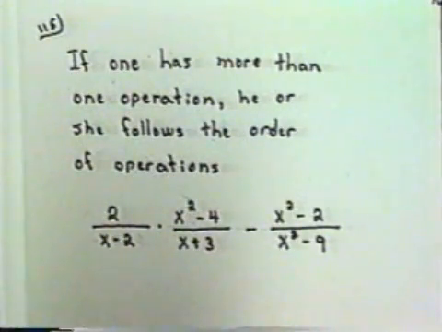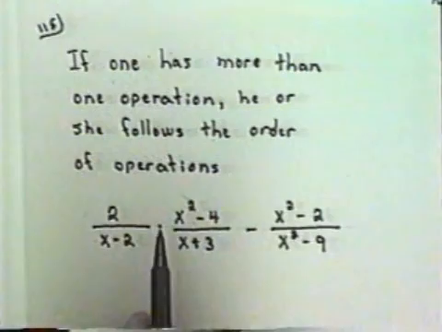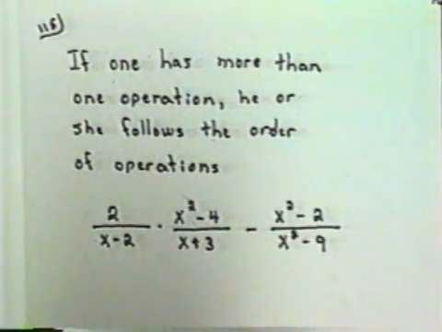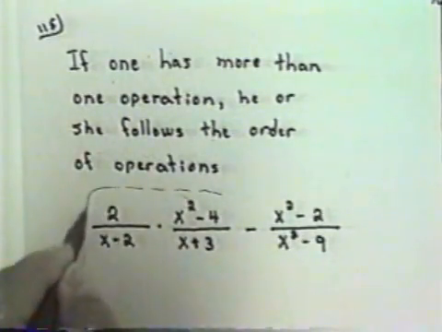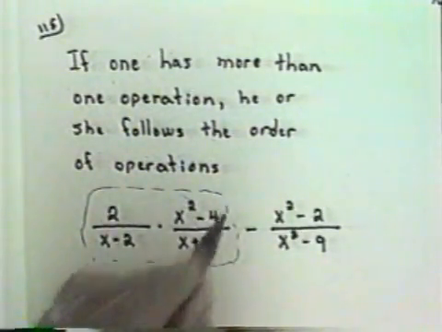We have the operation of multiplication, we have the operation of subtraction. The question is, which do I do first? Do I multiply first or do I subtract first? According to the order of operations, I do the multiplication first.